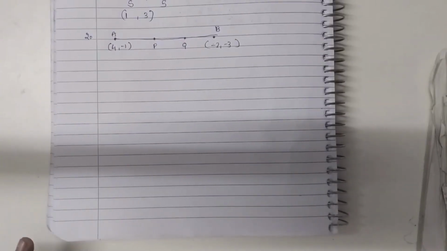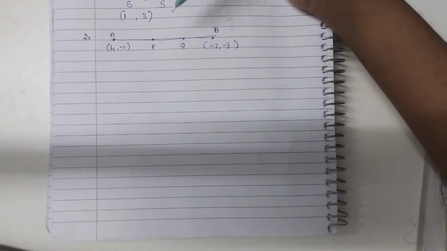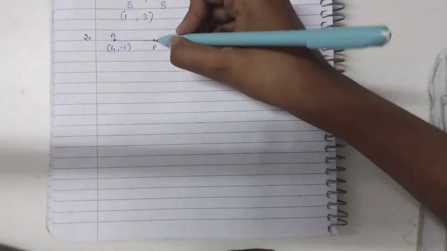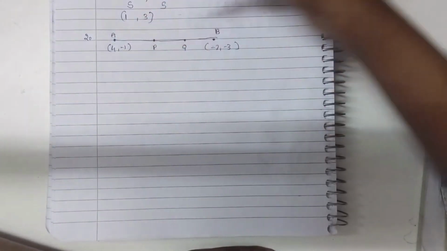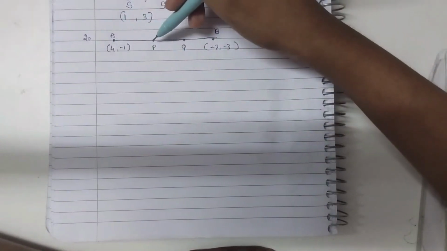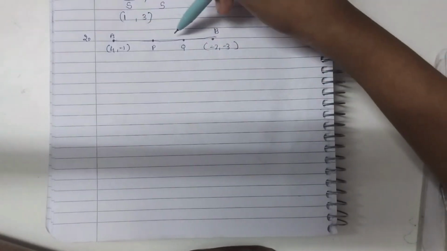In the second question, they're asking us to find the coordinates of the points of trisection of the line segment joining (4, -1) and (-2, -3). We know that a trisection divides a line into 3 segments. So we're going to take 2 points on the line segment AB, in which A is (4, -1) and B is (-2, -3), such that the 2 points P and Q divide the line AB into 3 segments.